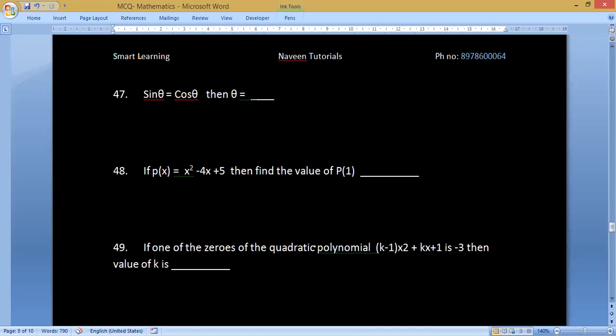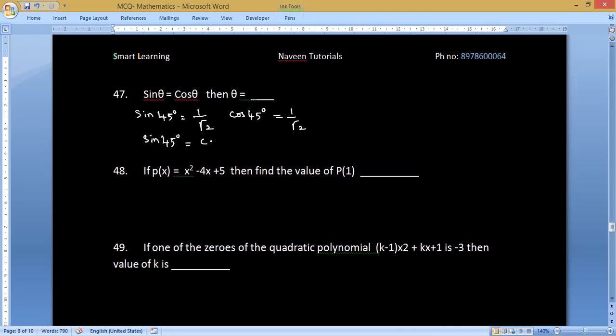So next question, sine theta is equal to cos theta, then theta is equal to dash. Sine 45 is 1 by root 2. Cos 45 is also 1 by root 2. So it means sine 45 degrees is equal to cos 45 degrees. So theta is equal to 45 degrees.